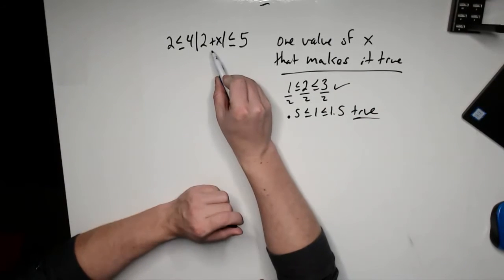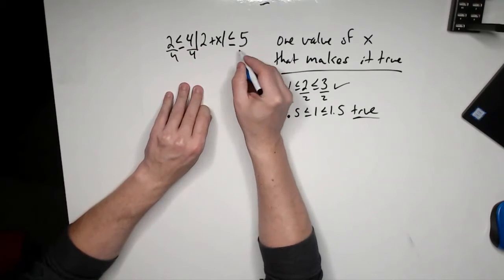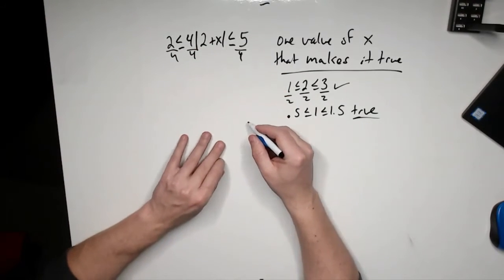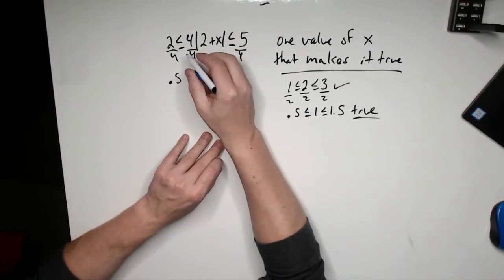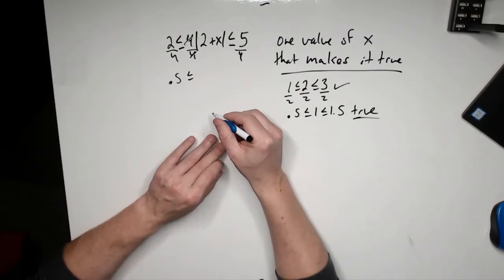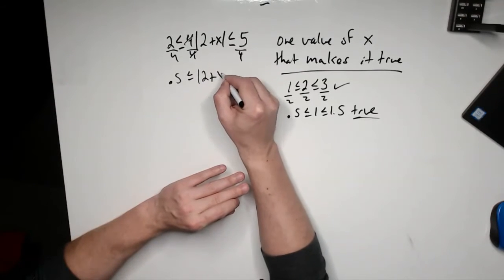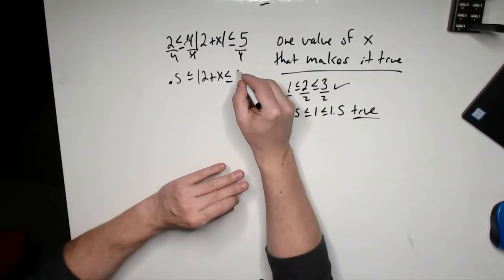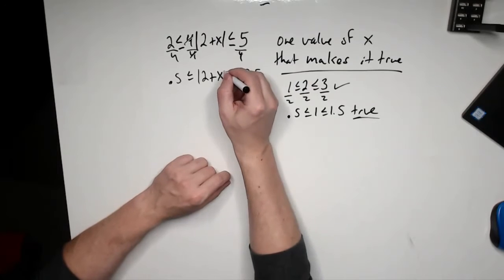So then here, when I do my inequality, I can just begin by dividing everything by 4 as a first step, like that. Okay, so now on the left side, I will have 0.5 is less than or equal to, the 4 and the 4 cancel here, leaving 1 times 2 plus x, and this has to be less than or equal to 1.25. So let's think about how we can solve this next step.